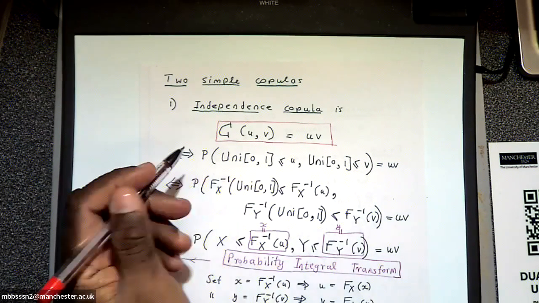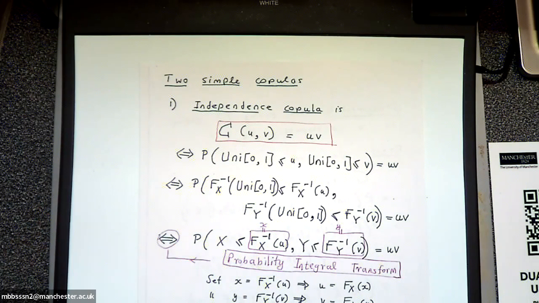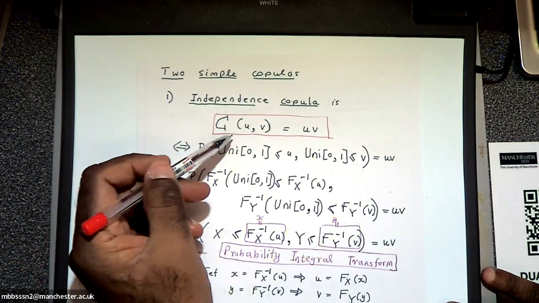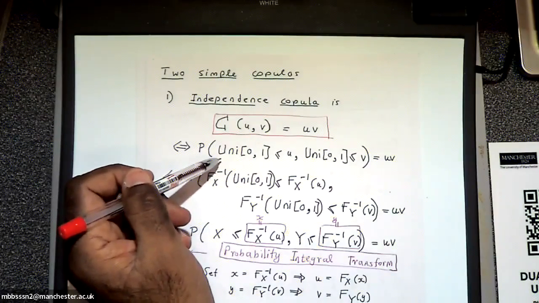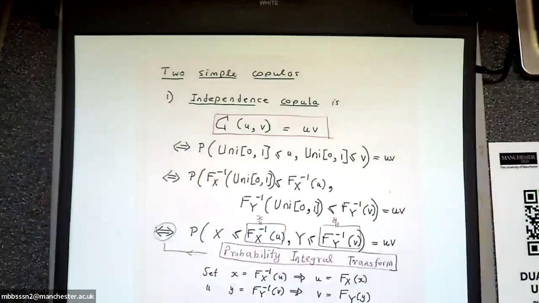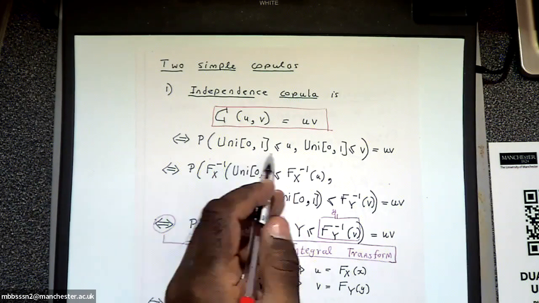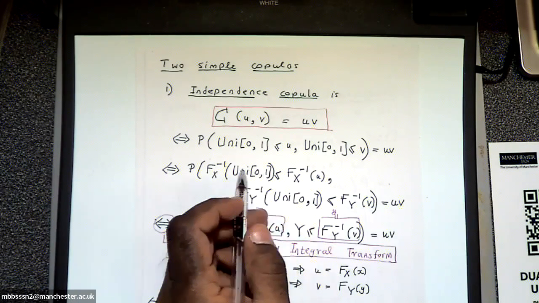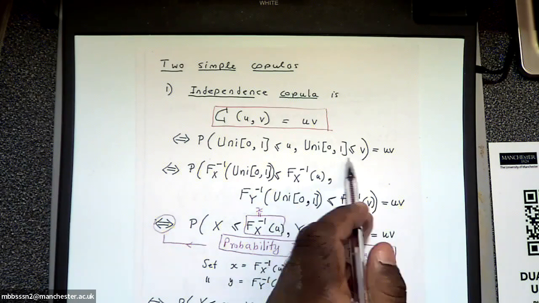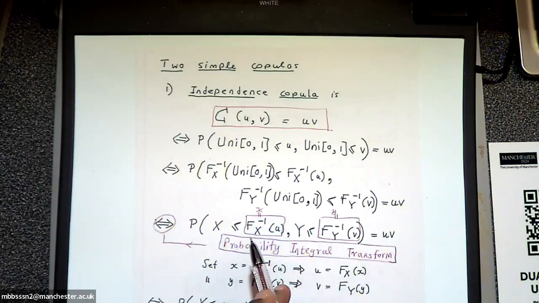Okay, so the independence copula is given by this equation that C of u comma v is u times v. Now, let me explain why it is referred to as the independence copula, right? First of all, this is equivalent to this statement here by definition. By definition, C at u comma v is this, right? The next thing I'm going to do is take the inverse function of x on both sides of this inequality. So it becomes this. And similarly, I'm going to take the inverse function of y on both sides of this inequality. So it becomes this.